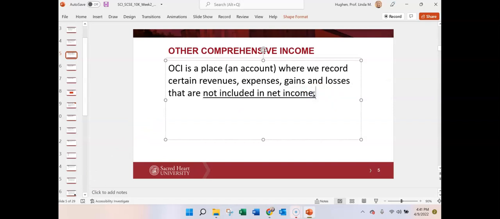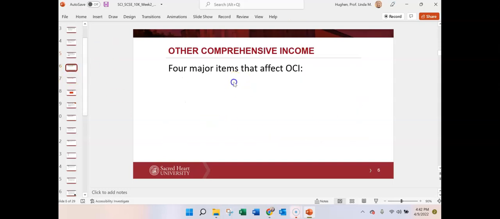And typically a term that you're going to hear frequently with other comprehensive income is that these revenues, expenses, gains, and losses bypass net income. Okay, so what are these items? Let's go to our next slide and discuss each of the 4 major items that affect other comprehensive income. One is foreign currency translation adjustments.